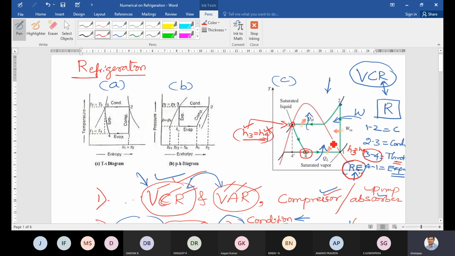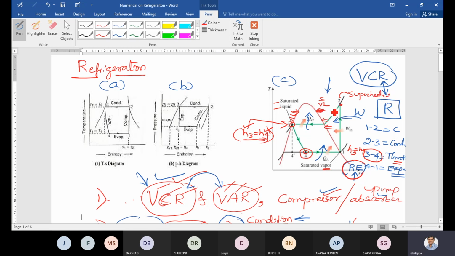2 to 3 is the condenser. Observe this point carefully here. Point number 2 is outside this curve. This curve is the vapor line. This line is the saturated liquid line, or they can also call it the saturated vapor line. This right side curve is the saturated vapor line, and the left side is the saturated liquid line. So point number 2 is outside the saturated vapor line. So it is in superheated condition because it is away from the vapor line.